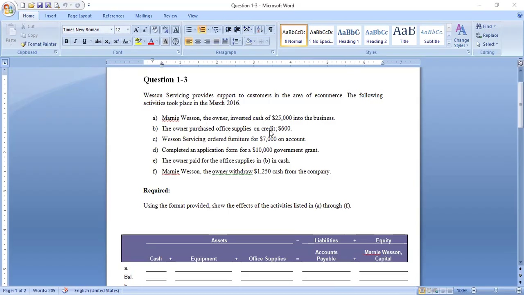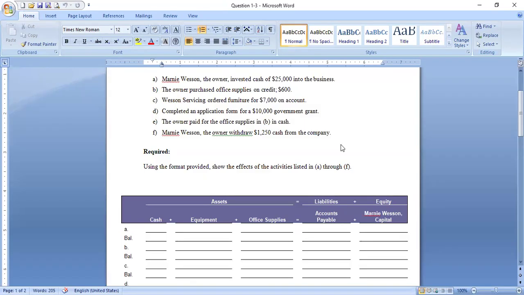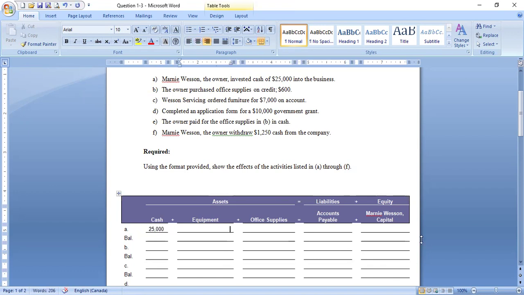Let's go with the first one. Owner invested $25,000 cash. This is a business providing support for customers in the area of e-commerce, following the activities that happened in March this year. Owner invested $25,000 cash in the business. So what's going to happen now? Which one is going to increase? Cash is increasing by 25,000, and capital is going to increase. The owner's capital is going to increase by the same amount, 25,000. Correct? Then I'm going to copy this and we're going to move to debit and credit.